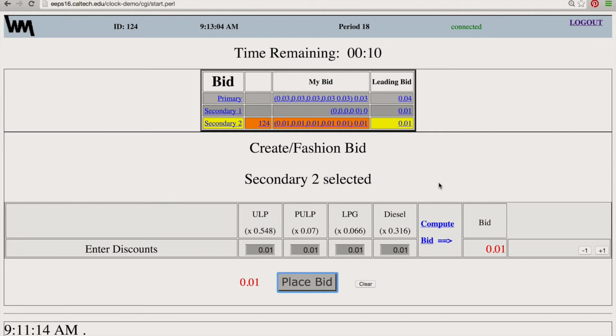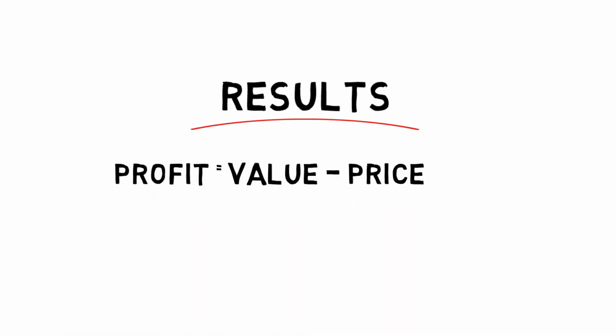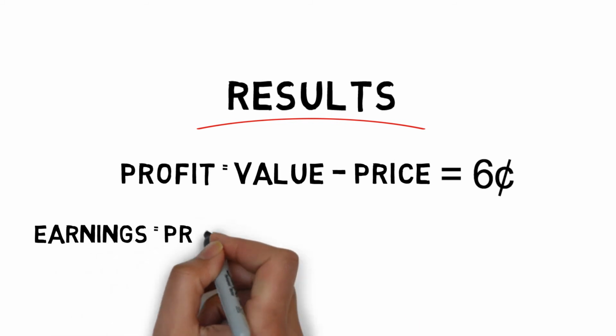Let's skip forward. Because no one has entered a bid, the auction clock approaches 0, and when it reaches 0, the auction ends. With the auction ended, Charlie can see that he has won the secondary 2 item with a price of 1 cent. So what does this mean for Charlie? Well, profit equals the value of the item less the price paid for the item. Charlie won the secondary 2 item, which had a value of 7 cents, and he paid a price of 1 cent. So Charlie's profit is 6 cents.